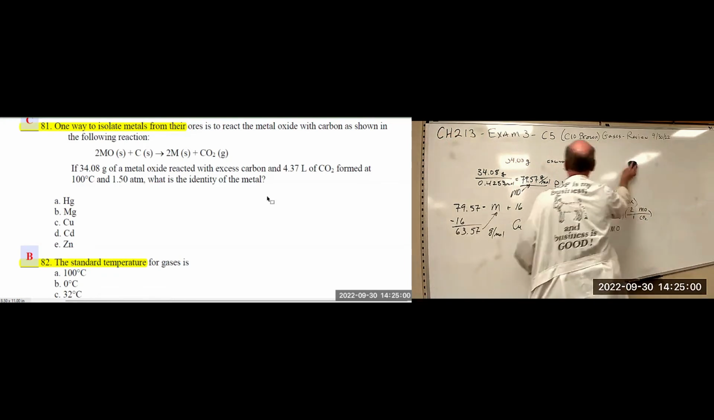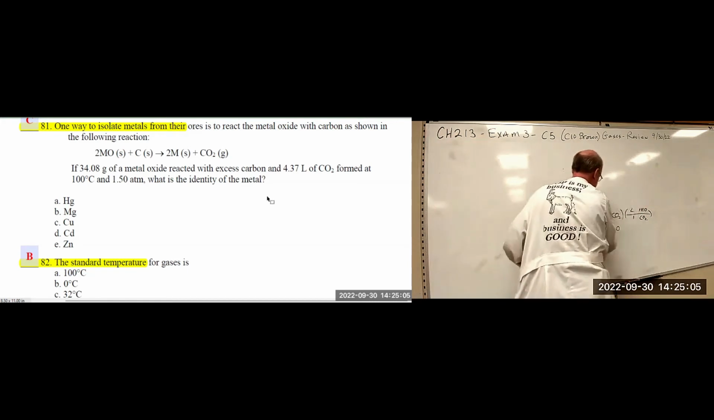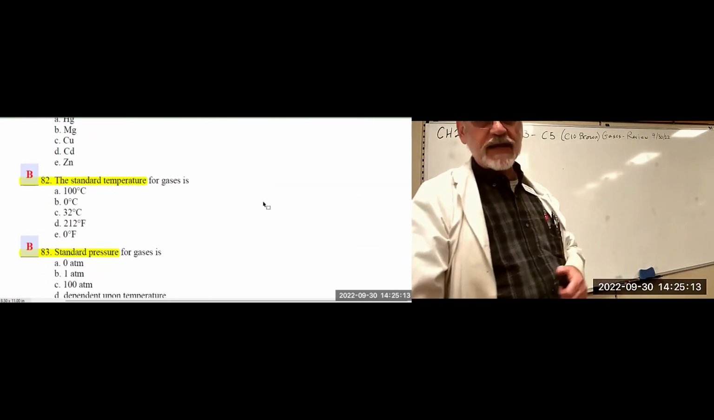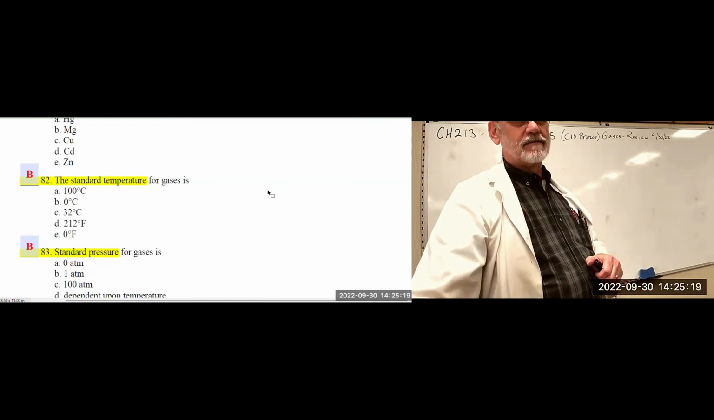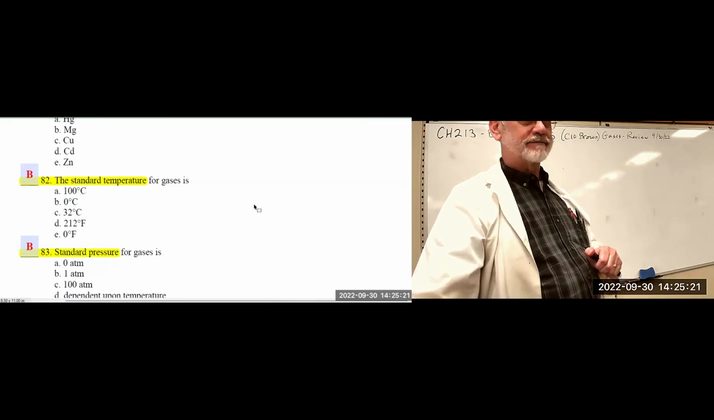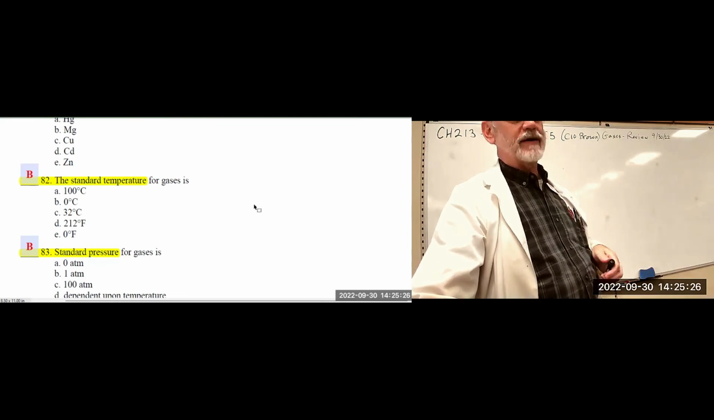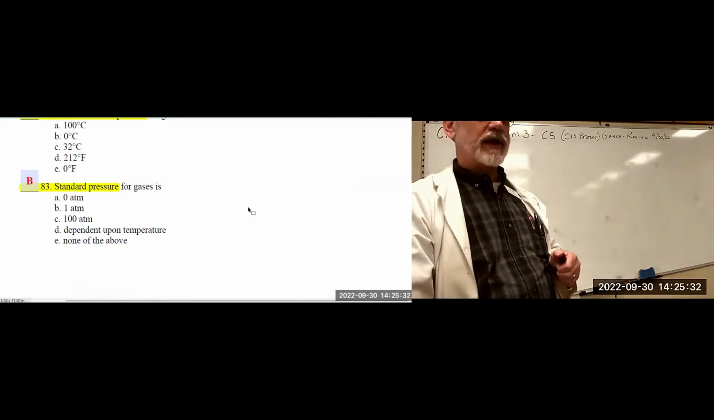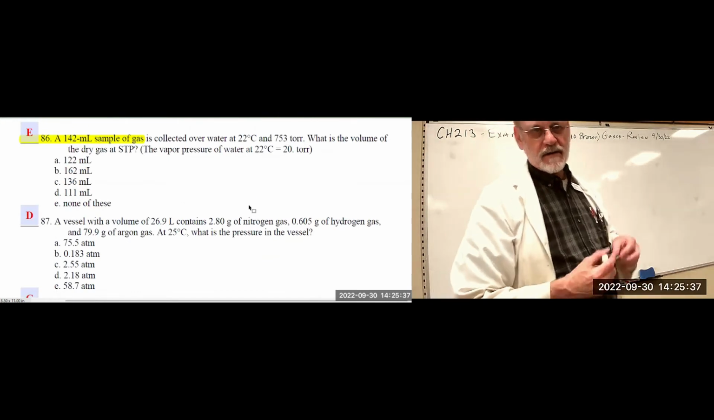Well, it's 81. 82. Oh, what's the standard temperature for gases? 0 degrees. Standard temperature for everything else is 25. But the standard temperature for gases is 0. Standard pressure, 1 atmosphere. 86.